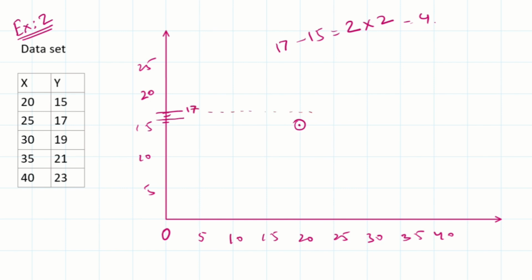So the next number will lie here. Similarly, it's 13, 19. 19 would be two small divisions down. Here would be 19. So this coordinate would be 30, 19. Similarly, what would be 21? 21 would be here. 35, 21 will lie here, and 40, 23. 40, 23 would be here. 1, 2, 3, 4, 5, 6. So this sixth would be coordinate 23. So this is how the graph would look like.